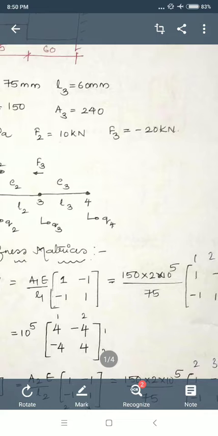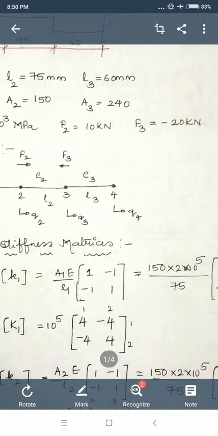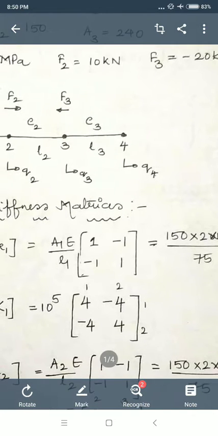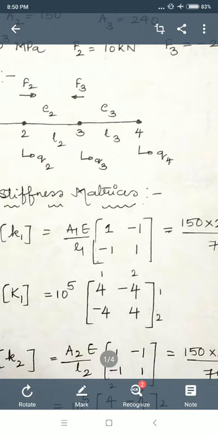Calculate this part, AE upon L, that we are getting as 4 into 10 to the power of 5. 10 to the power of 5 I have taken outside the matrix, only 4 I have multiplied inside. This is for calculation purposes to make the procedure easy. And whatever value I have taken outside, that is 10 to the power of 5, the same common value has to be taken for the further stiffness matrices also. Then it helps us while adding all the stiffness matrices to get the global stiffness matrix.